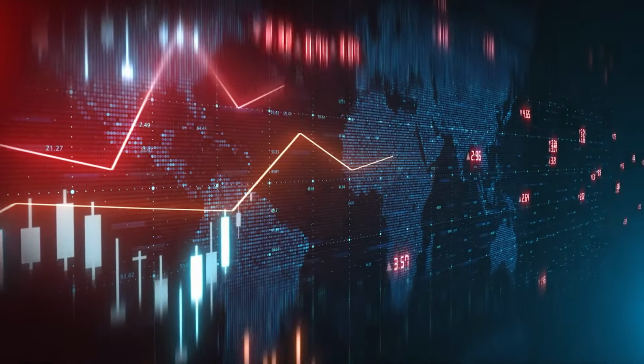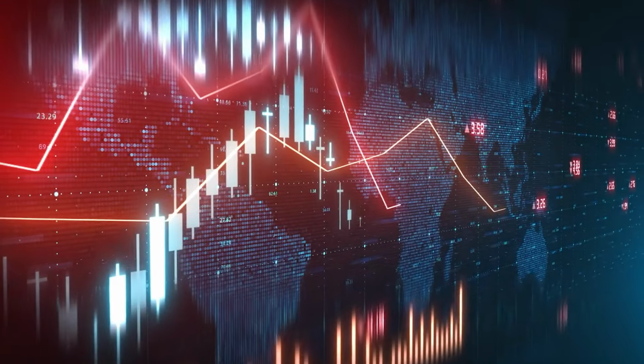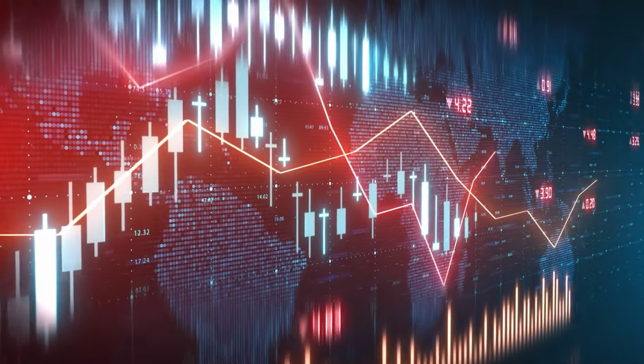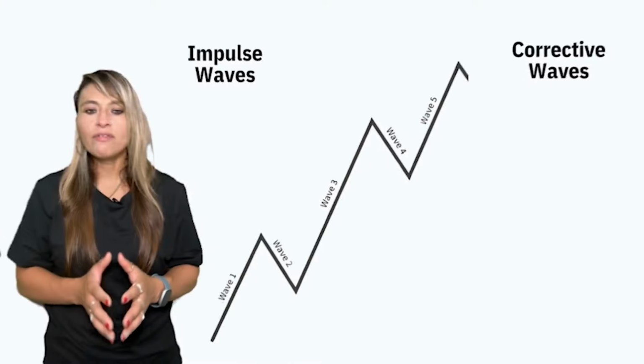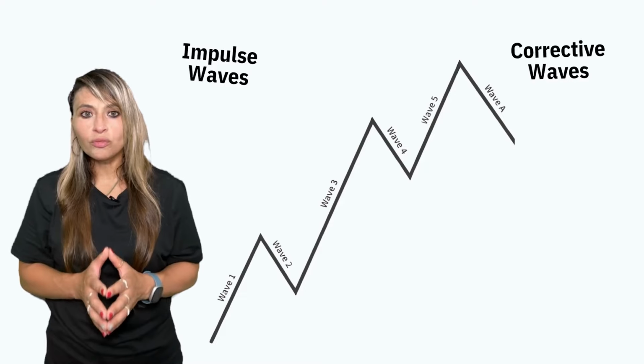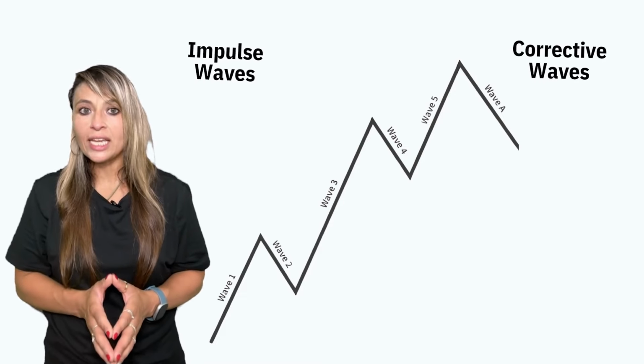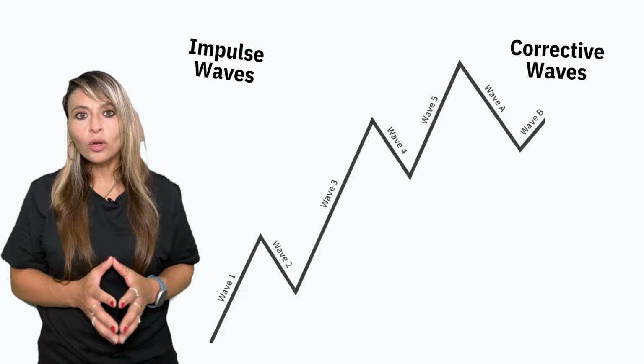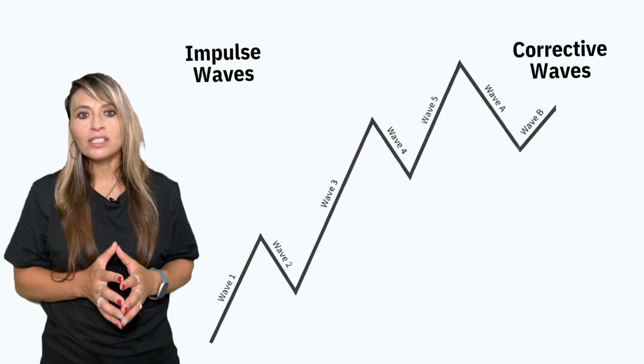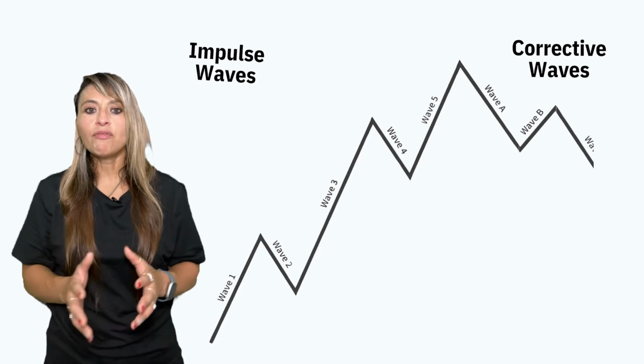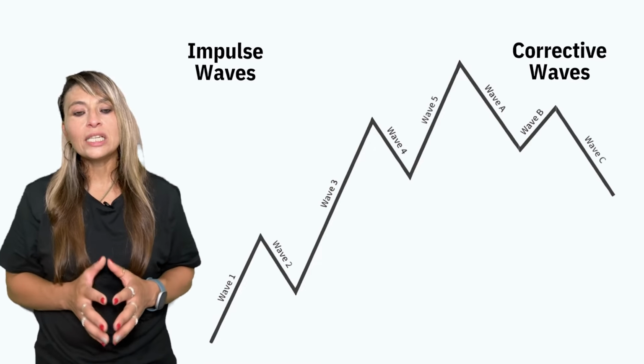After the 5-wave impulse, the market enters a corrective phase, composed of 3 waves, A, B, and C. Wave A, the market starts to move down as initial profit taking occurs. Wave B, a small upward correction as some investors buy the dip. Wave C, a final move downwards, completing the correction.